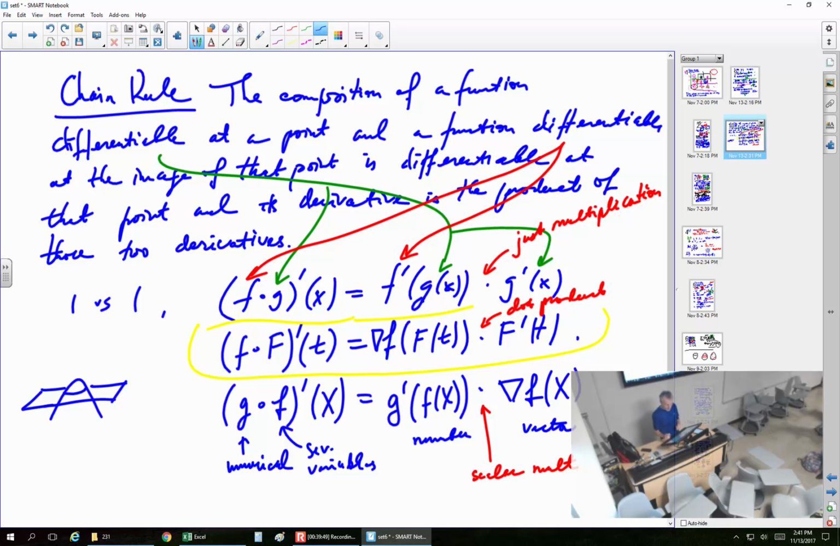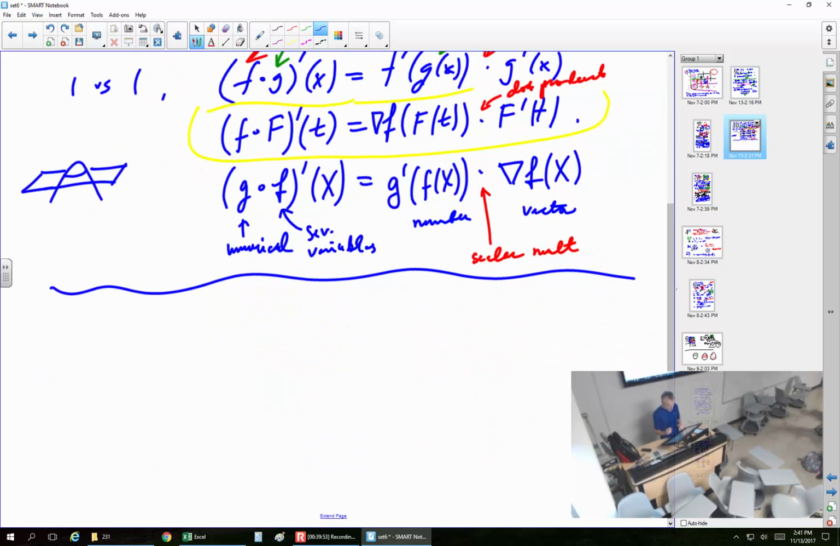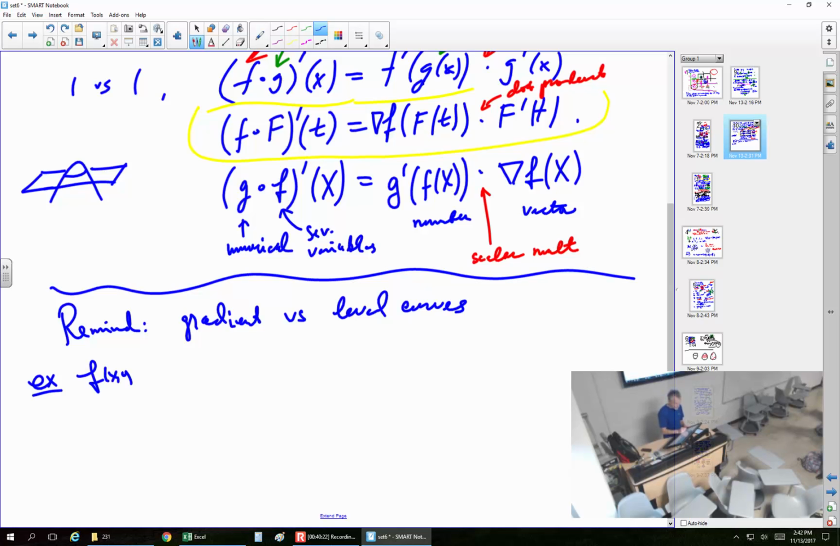So let me step away from it for a moment, or pretend to, and ask the question. I remind you about something that I have been referring to several times, and that is the relation between the gradient and the level curves. One example that you might remember is f of x, y equal to x squared plus y squared. So its partial derivatives are 2x and 2y. So its gradient is then (2x, 2y).